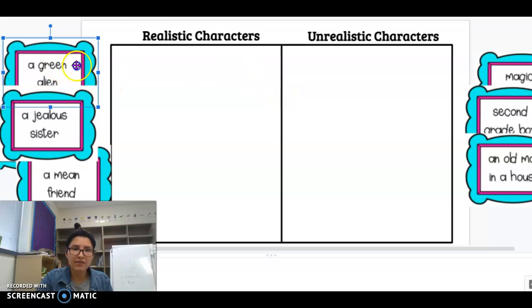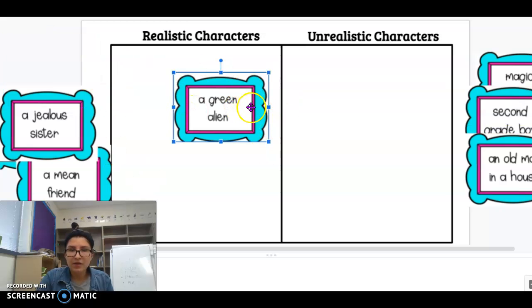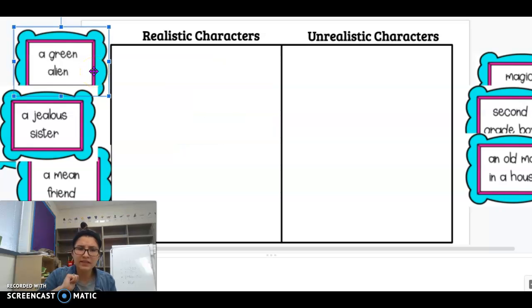So if I give you an example and I read it to you and you're like, okay, that seems like a realistic character, you're going to give me a thumbs up. Or if I give you an example and you're like, that is not realistic, that's unrealistic, thumbs down. So show me what you would do for a realistic character. Good, thumbs up. What would you do for unrealistic characters? Good, thumbs down. All right, let's go ahead and start sorting.